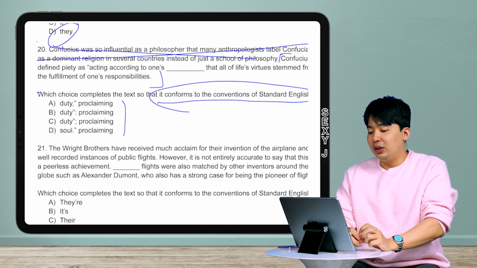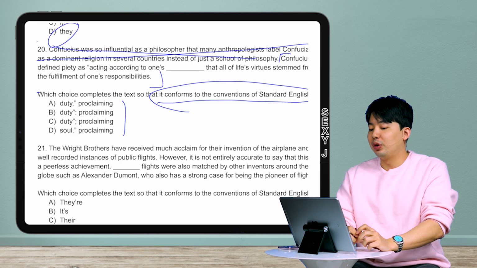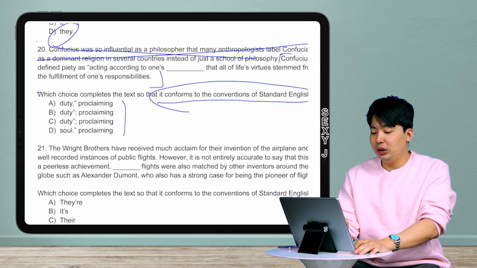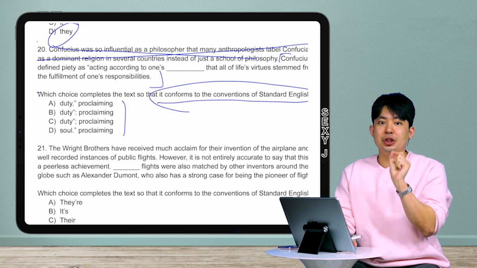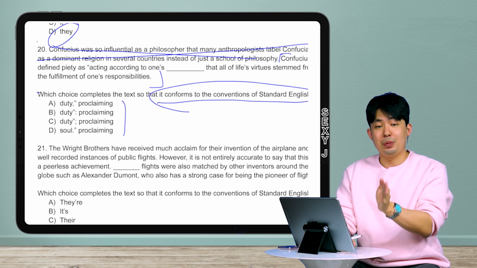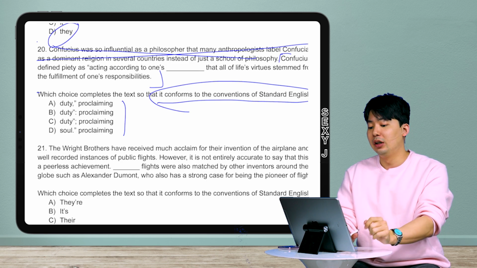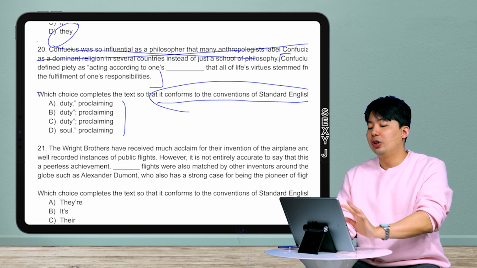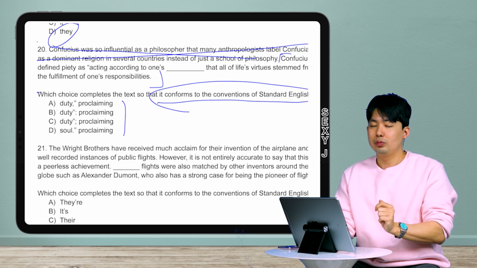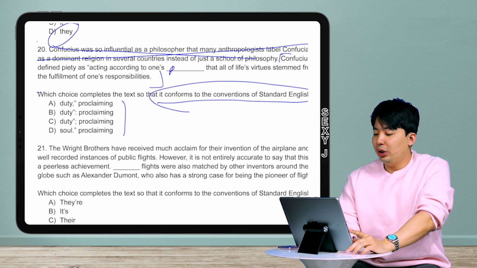Confucius defined piety as acting according to one's blank, that all of life's virtues stemmed from the fulfillment of one's responsibilities. Okay, so I noted that it's punctuation, and I see colons and periods and commas and all that. Colons, periods, commas, semicolons, that's most likely, I would say 90% of the time, going to be about complete sentence, incomplete sentence, okay? So I have to judge, should these two things be separate sentences, or are they the same sentence, okay? So the word here is proclaiming.